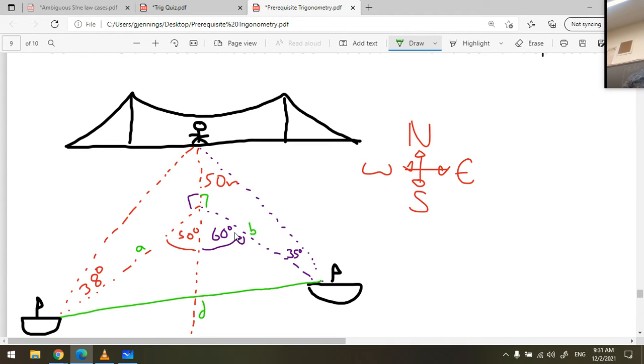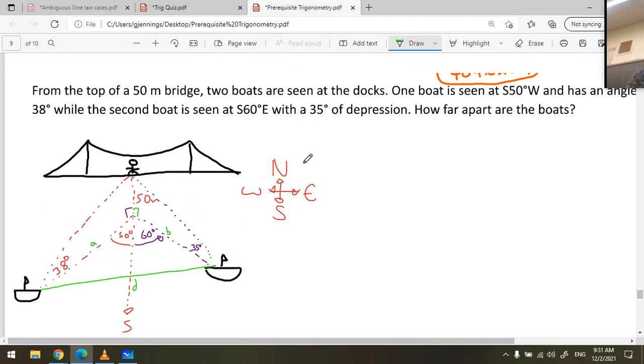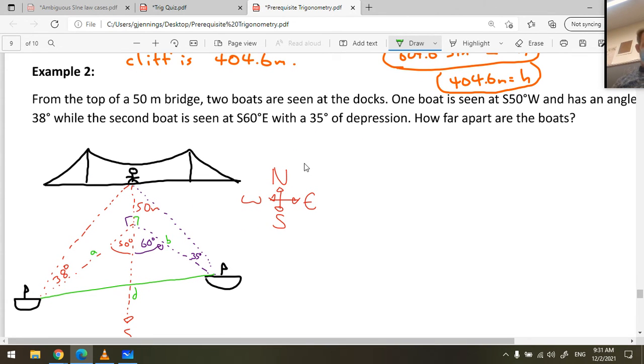How can I solve these triangles? I want to solve for A and B. So if I want to solve for A and B, expand your diagram and create more triangles. So this is boat number 1. And that's going to have a triangle that looks like this.